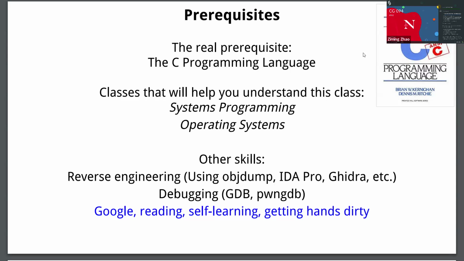Systems programming and operating systems courses will also help you. Systems programming usually teaches you how to program in Linux, and the interfaces that libc and Linux provide. Other skills you will pick up in the class include reverse engineering. I will mainly use very simple tools. In our platform, we only have simple tools like objdump, but you can also use other tools like IDA Pro. IDA Pro has a free version. Ghidra is also free, from the NSA.